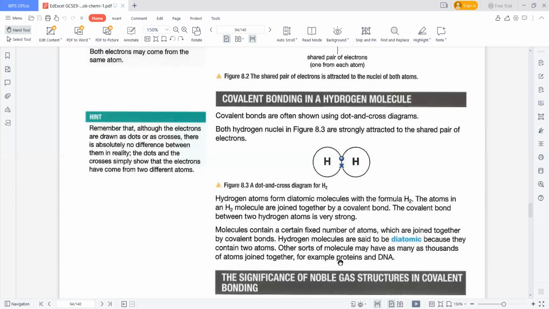Next, what they are trying to say is that atoms are going to attract each other due to the sharing of electrons. Some of them, or generally all of them, will be sharing electrons.